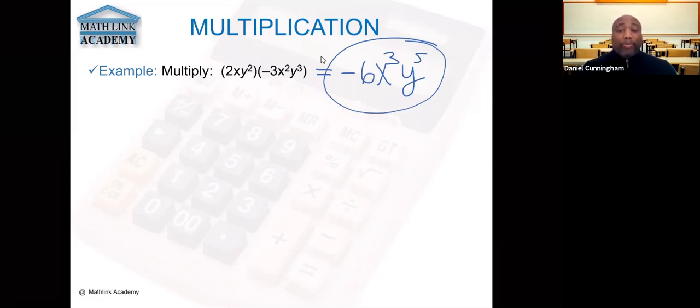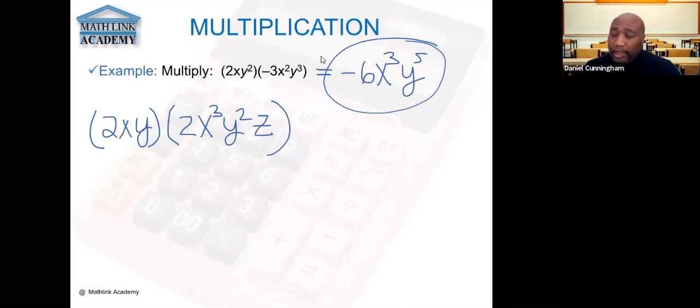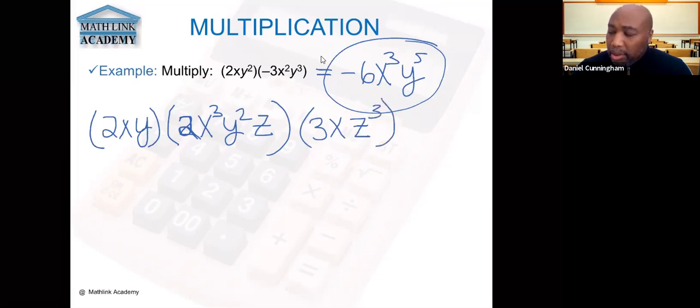So let's do another one. Let's multiply with 3 expressions to see how it's written. So let's say 2xy times, again, 2, let's say, x cubed y squared. And let's have a z there. Like, oh, Mr. C, you're adding too much. And then let's do another one. Again, this is a 2. And then let's do 3xz cubed. So let's do that.